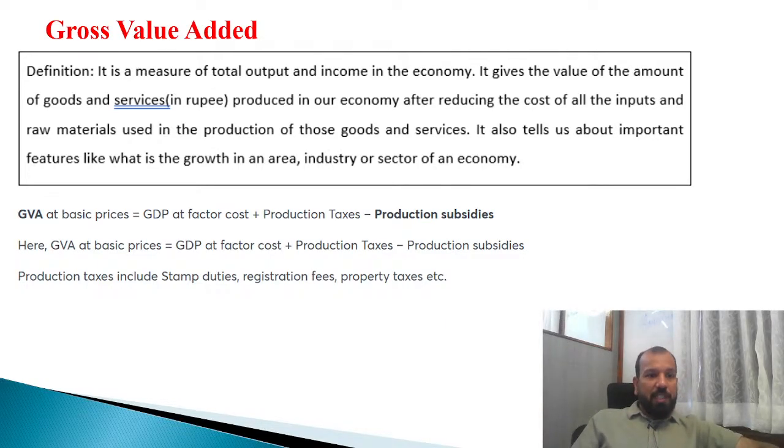GVA is at basic prices: GDP at factor cost plus production taxes, because at the end of the day, everybody in the supply chain, the manufacturer, wholesaler, retailer or customer, has to pay certain taxes. So GDP at factor cost plus production taxes minus production subsidies under the GVA method. This is one of the most popular methods.